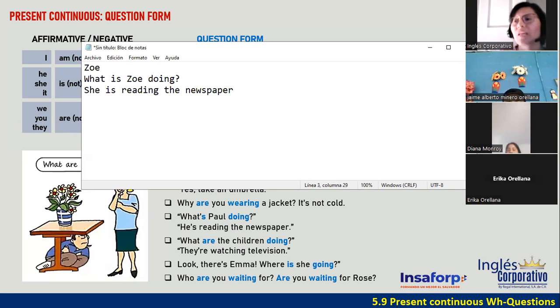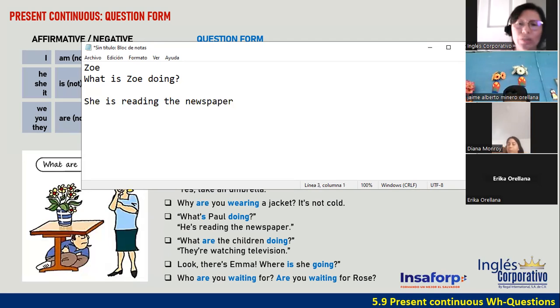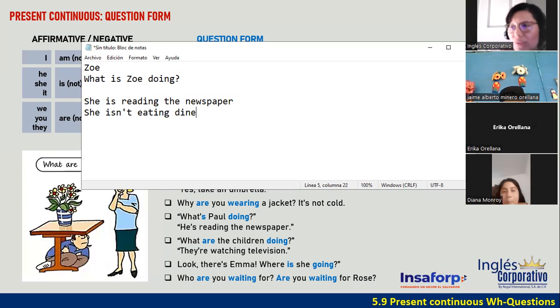Muy bien. Look, this is the WH question, ¿verdad? Esa es la WH question. ¿Por qué? Porque lleva what, ¿verdad? What is she doing? And the answer is reading. She's reading the newspaper, okay? The negative form, algo que no esté haciendo sería she isn't eating dinner, right? No está cenando. Okay. Now the question, is she reading the newspaper, right?